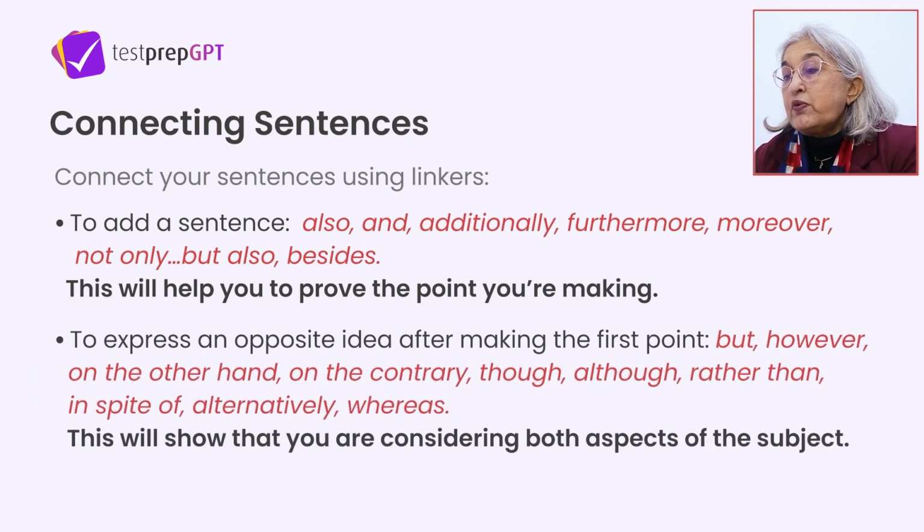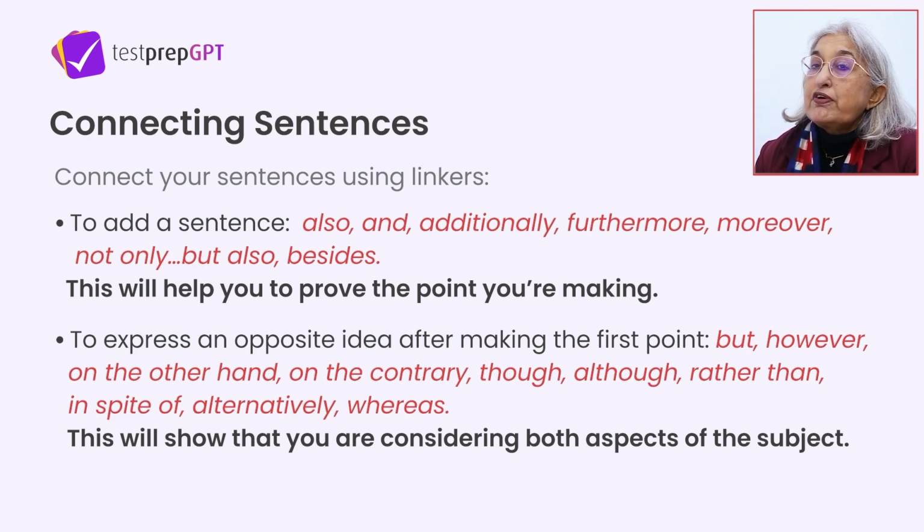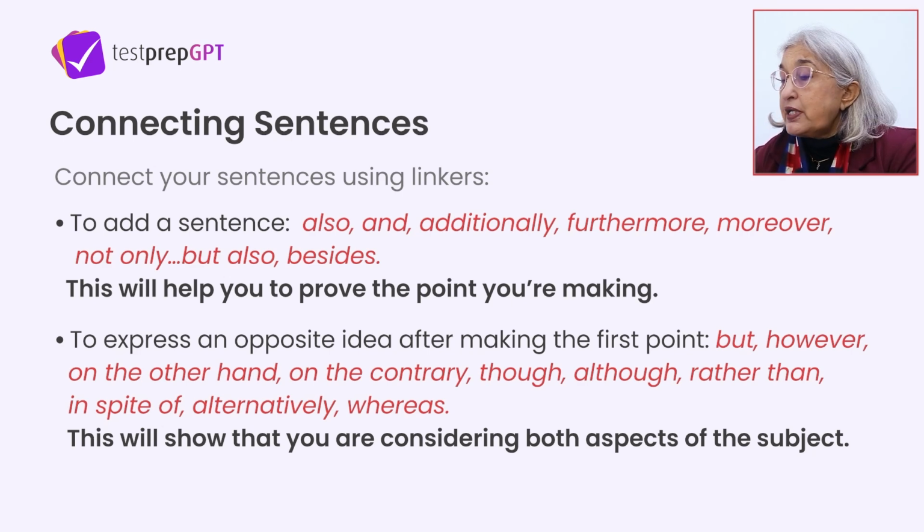Okay. Now, if you want to express an opposite idea, so you made 1 point, and then after that you want to make another point. But that point is different from, or it's opposite to, the first point that you made. At that point, you should then use some contrasting linker, like but. So you give 1 point, and then you say but. That means that you are going to give the opposite point. Or you say however, and when you say however, you raise your voice a little bit.